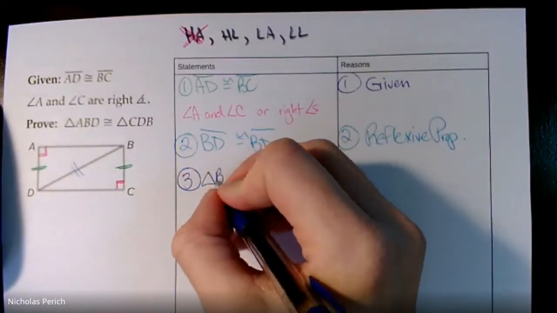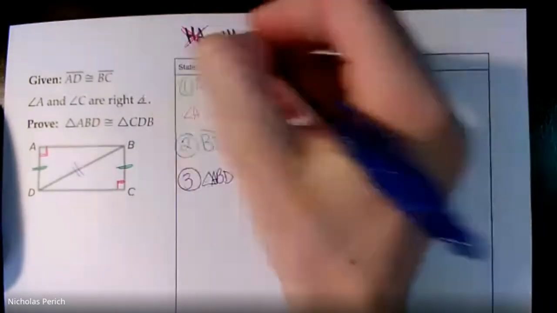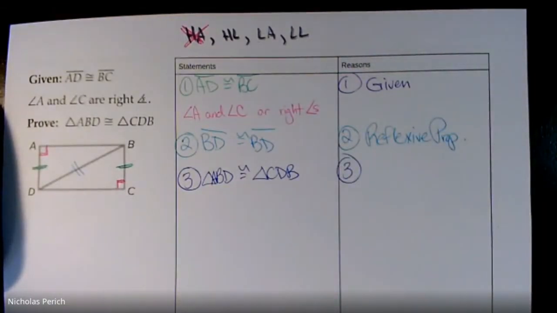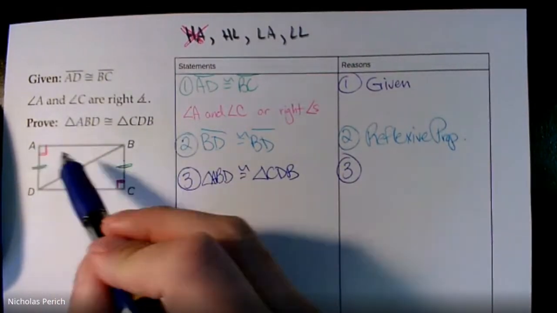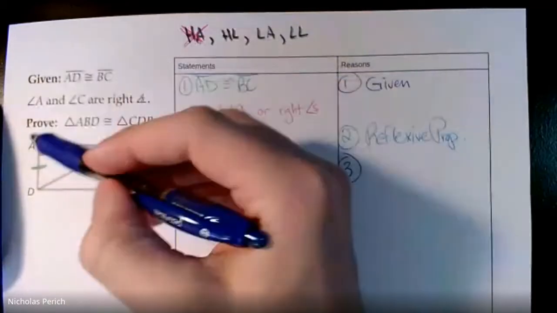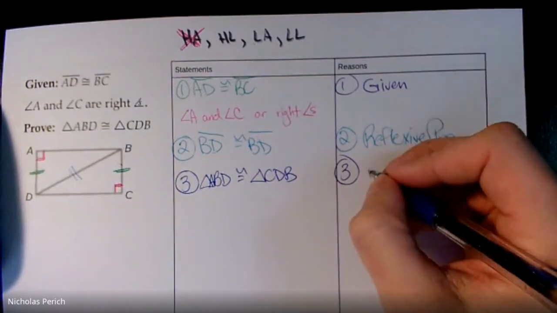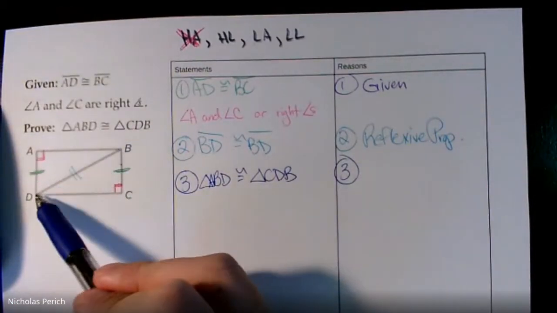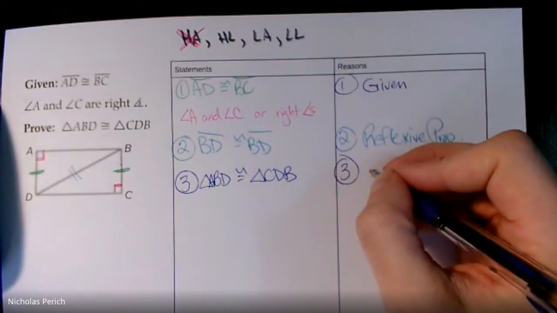I can now say that ABD is congruent to CDB. And which one of these remaining three can I use to prove that those two triangles are the same? Is it going to be the HL, the LA, or the LL? It would be the HL, because I have two hypotenuses that are the same, and I have two legs that are the same. And since this is a right triangle, I'm automatically given an angle. A hypotenuse is the longest side of a right triangle. So if you were to isolate one of these right triangles, the longest side would be DB or BD. The slant. What do we use? HL.